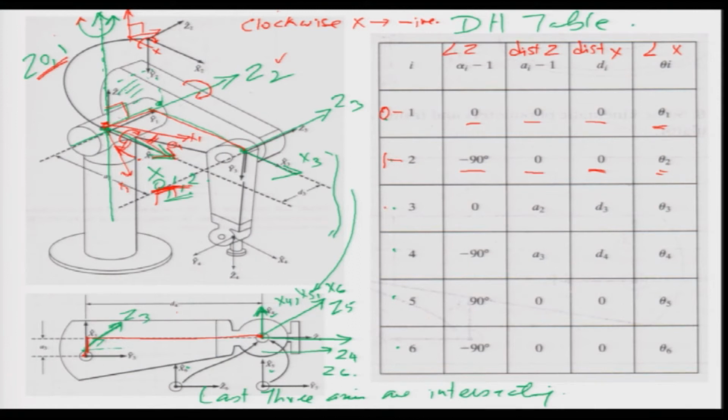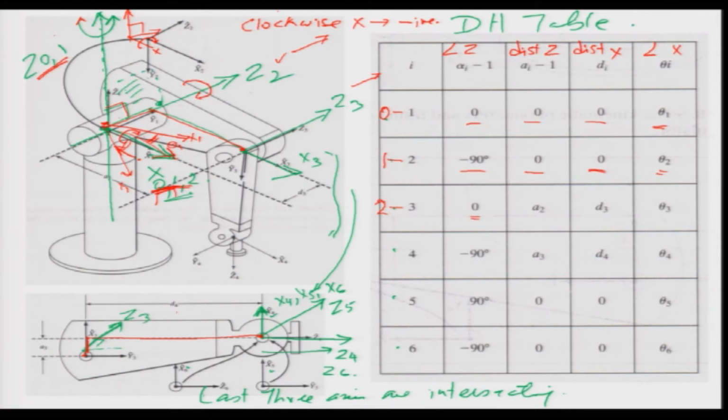Now, looking at the relation between the third frame and the second frame. Where is the third frame? The third frame is here. Where is the second frame? It is there. Now, what is the angle between the z axes? You can see that Z2 is in this direction and Z3 is in this direction and they are parallel. Because they are parallel, there is no angle between them and hence it is 0.